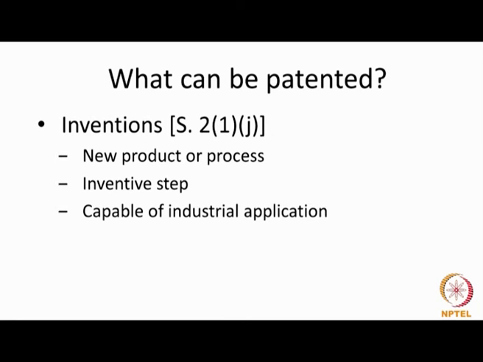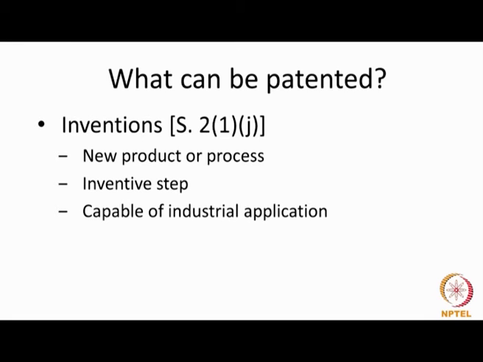So, patents under the Act can be granted for a new product or a process. The invention should involve an inventive step, and it should also be capable of industrial application. Now, this is the definition of invention, which is mentioned in section 2(1)(j) of the Patents Act. So, from this we can understand three things. For anything to be an invention, the fact that something has to be new is referred to in patent law as the novelty requirement.